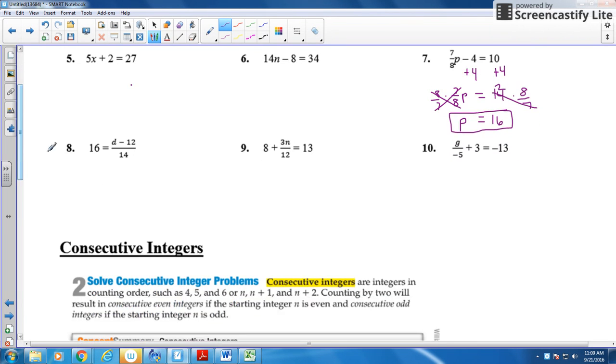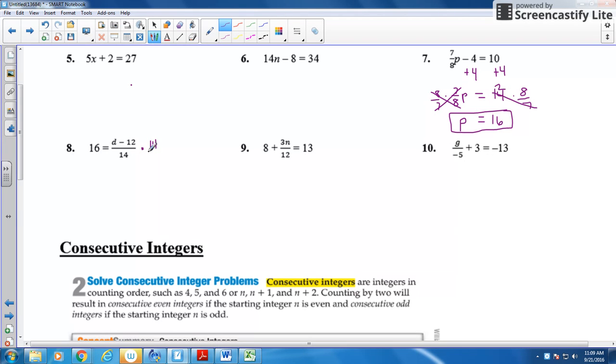The other one I want to look at is number 8. Because of the fraction bar, a lot of students will mess this up. They'll try to add 12 first, but that's not what we need to do. The last thing that's actually happening here is dividing by 14. So we're going to start by undoing that, and we're going to multiply by 14.